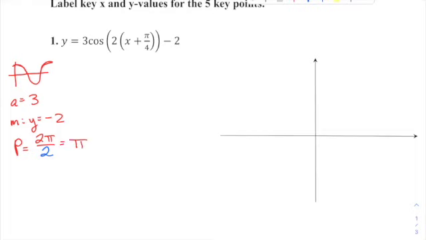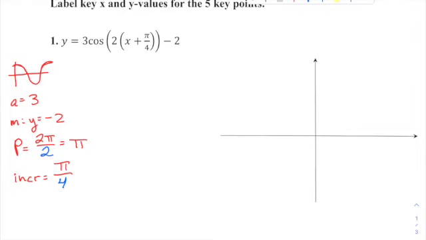So we get the period is pi, and the increment, the distance between those 5 key points, is always whatever that period is, so pi in this case, divided up into 4 equal regions. So each one is going to be pi over 4 units apart. Now it's just about getting what that first x value is, what x1 is.